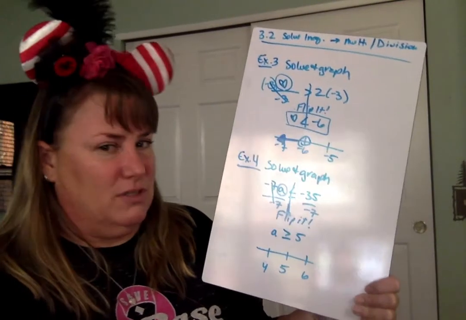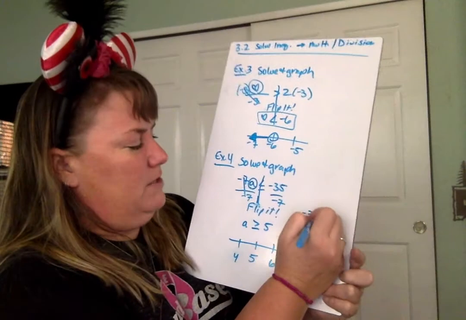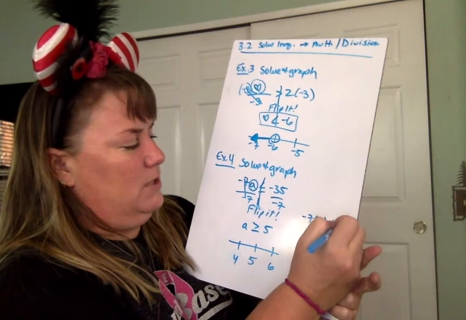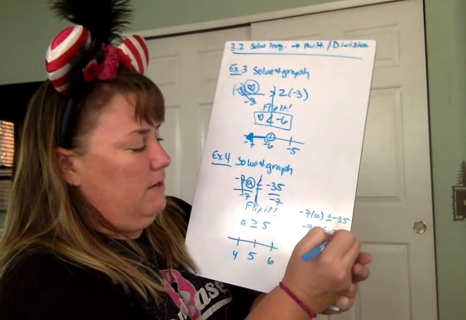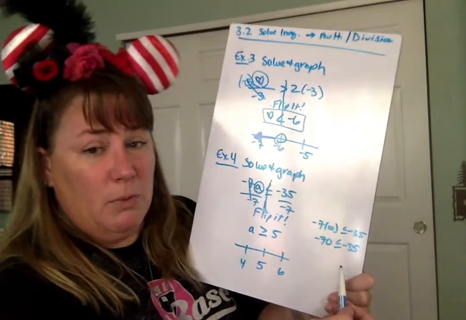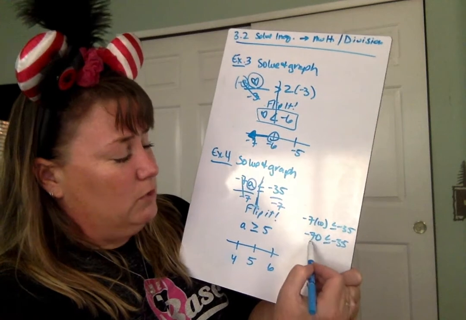Okay, how about 10? All right, let's just check it. -7 times 10 is less than or equal to -35. So that's -70. It's less than or equal to -35. Remember, read them both ways. -35 is greater than or equal to -70.